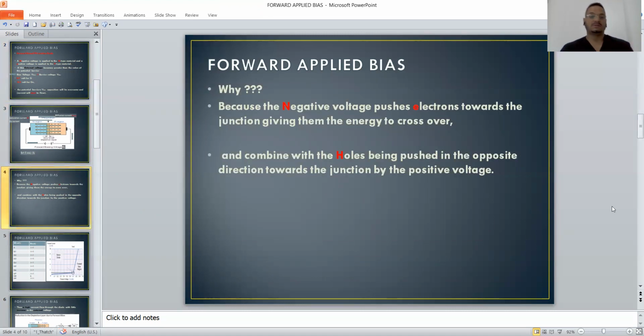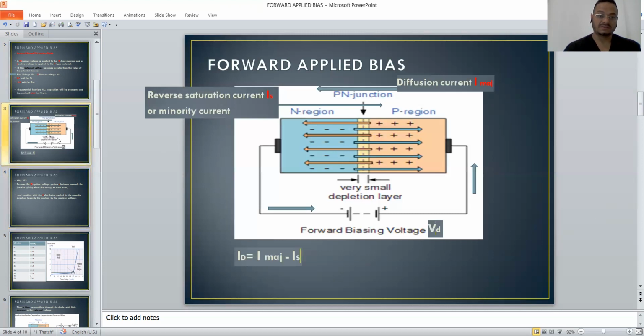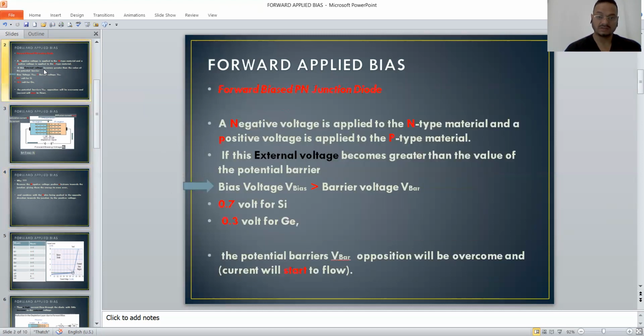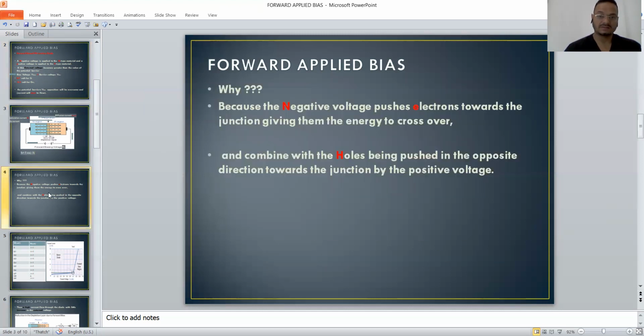Why? Let's answer this question. Why is the depletion region now smaller? Why do the electrons, the majority carriers in the N region, start to travel to the P region, and the opposite? Why do the majority carriers in the P region start to travel to the N region?